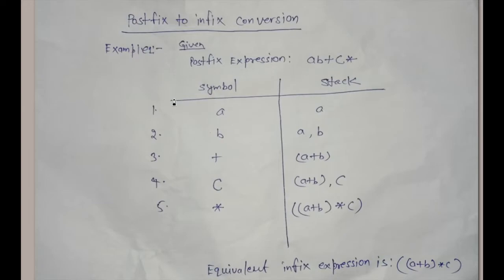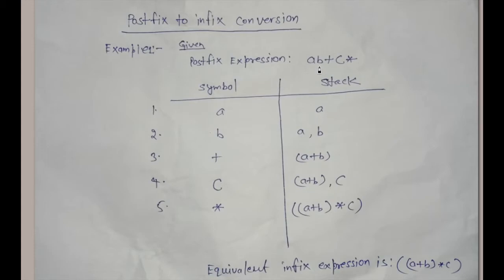Now, if any question is like this, you can draw a table like this and easily convert it. See here, the first symbol is A. We are scanning, so A is the first symbol. Now we insert this element here. This is the stack. Now A is the top element, and the pointer will point to it.